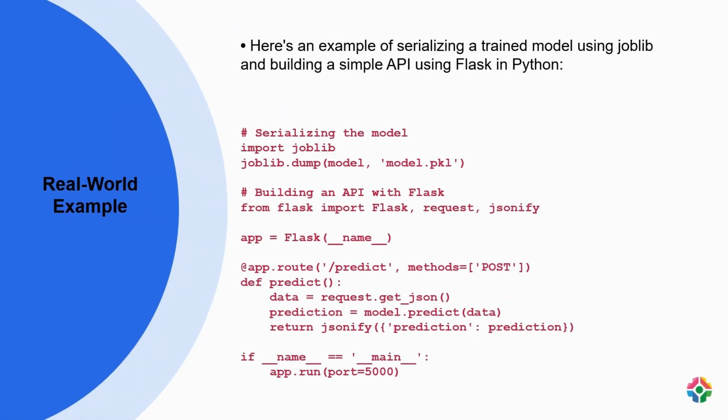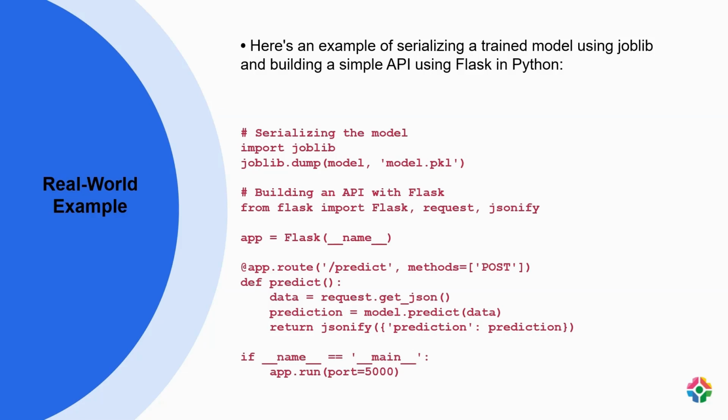To serialize a trained model in Python using the joblib library, you can use the joblib.dump(model, 'model.pkl') function. This line of code saves the trained model to a file named model.pkl. Subsequently, to create a simple API using the Flask framework, you would begin by importing necessary modules such as Flask, request, and jsonify. Next, you would create a Flask application instance using app = Flask(__name__). Following this, you define a route for the API, for example, with @app.route('/predict', methods=['POST']), which specifies an endpoint /predict, where clients can send POST requests to make predictions using the model.